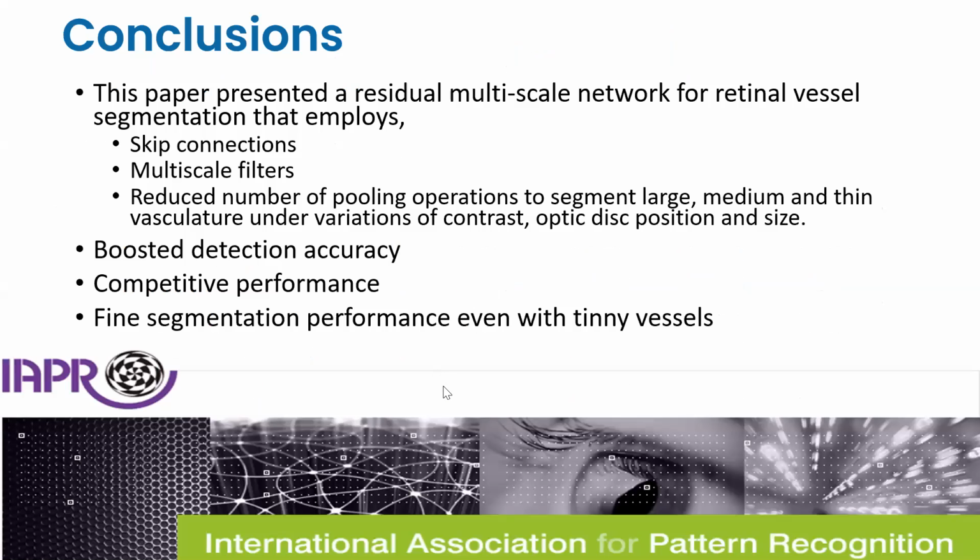So in conclusion, this paper presented a residual multiscale network for retinal vessel segmentation that employs skip connections, multiscale filters, and a reduced number of pooling operations to segment large, medium, and thin vasculature under variation of contrast, optic disc position, and size. As a result, we got boosted detection accuracy, competitive performance, and fine segmentation performance even with the tiny vessels.